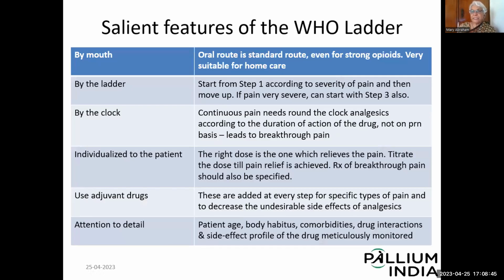Now, what are the salient features of the ladder? Please remember 3 basic things: it is by mouth, by ladder, by clock. First, by mouth means the oral route is the standard route, even for the strong opioids. This is a big advantage because it can be given at home, by the caregiver of the patient, or by the visiting domiciliary nurse. So the patient doesn't have to be hospitalized when you're giving these analgesics by the WHO ladder. So that is one big advantage.